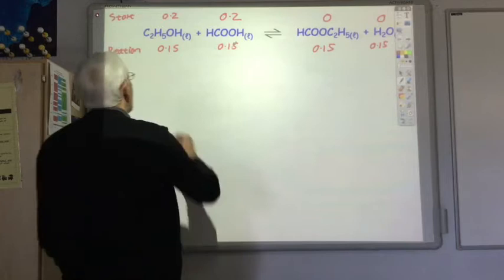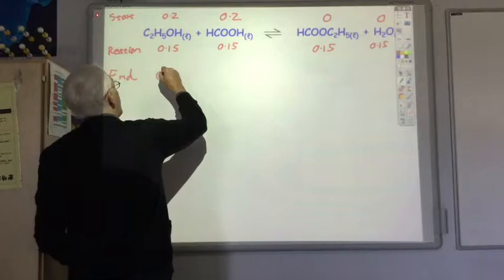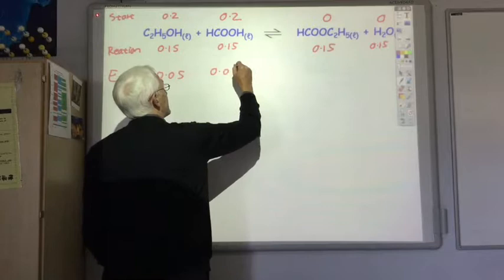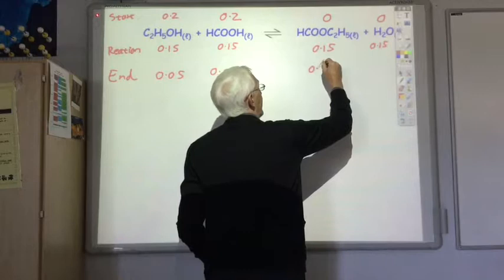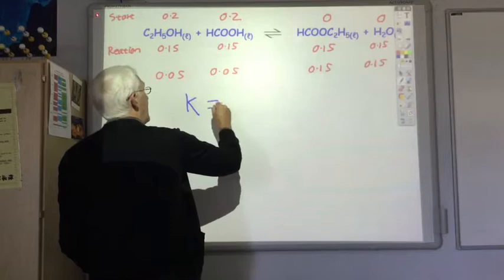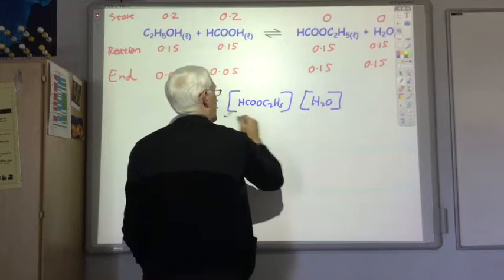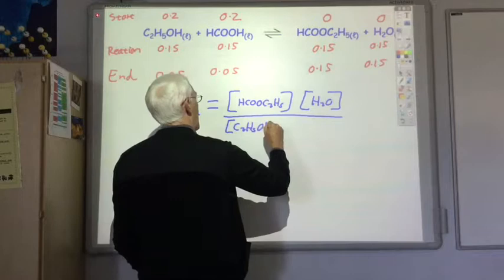So, at the end of the reaction, in the reaction vessel, well, we start off with 0.2 moles of this, 0.15 of it's reacted, so we're left with 0.05 moles of it. Same with this. The ester will be 0.15 moles in the reaction vessel. There'll be 0.15 moles of water in the reaction vessel. So, K, which is given by the ester times the water concentration, over the alcohol times the acid.